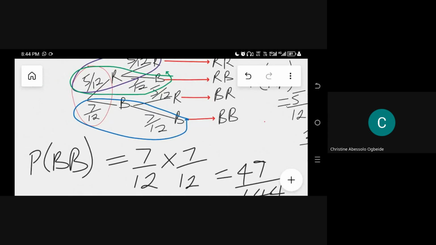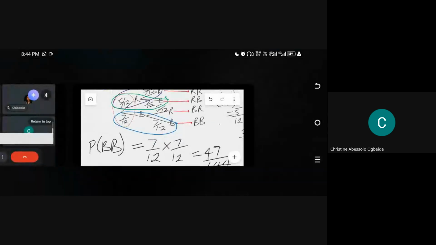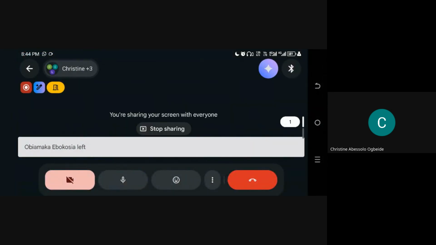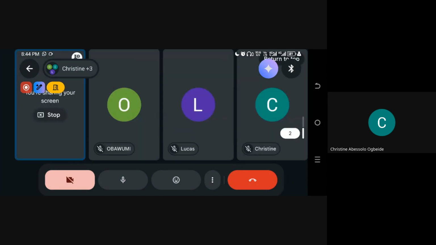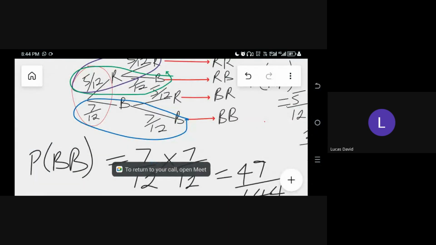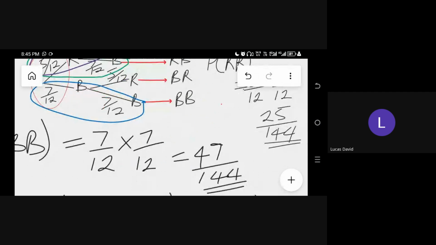Who can tell us the two numbers to multiply for blue and red? Christine already answered the question, so let me look for Winner, can you hear us? Winner, can you hear me? Oh, all right, Lucas. Okay, Lucas. So we're looking for the two fractions to multiply for blue and red. And what should be those two fractions? 7/12 times 5/12.